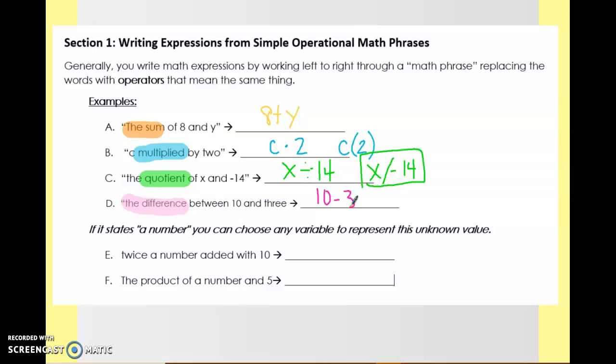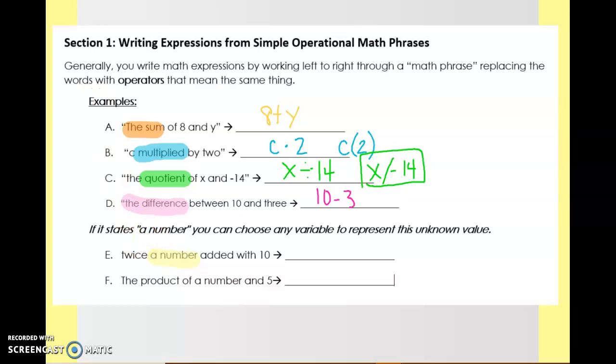So twice a number added with 10. Twice a number added with 10. So the first part, here's that word number, right? Oh, let me go back here. So here's the word that we were just kind of talking about. Twice a number. I don't know why that is not highlighting there for me, guys. All right, here's that word number.